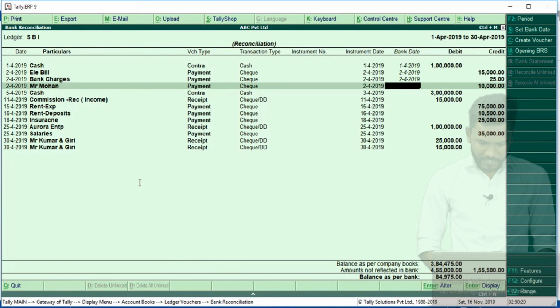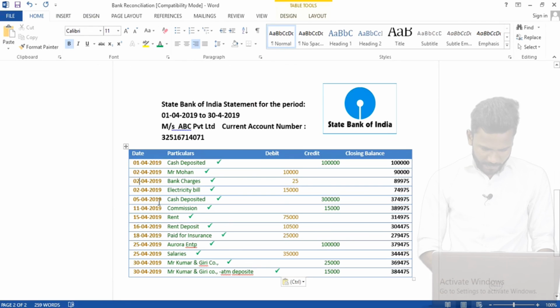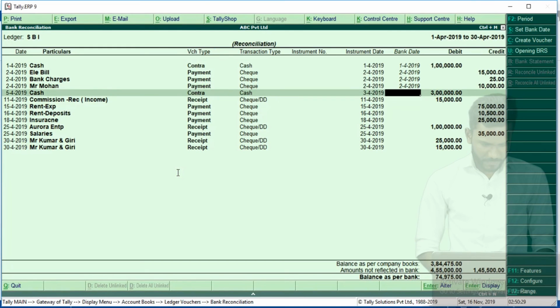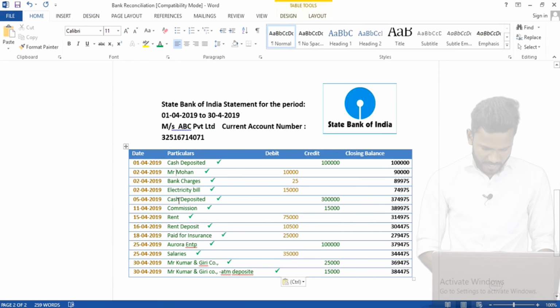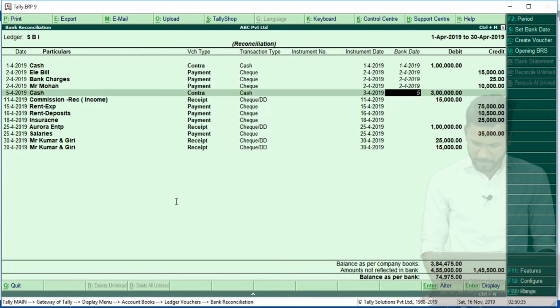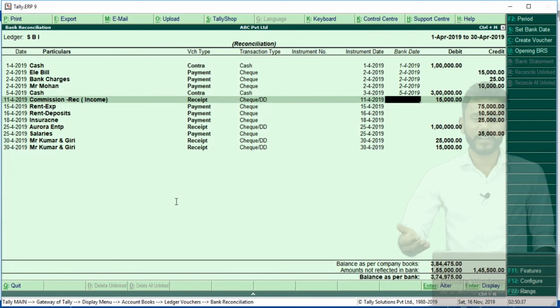And next, Mr. Mohan recorded on 2nd April. Yes. And next is the cash deposit in the bank on 5th April, and the banker also recorded it on 5th April. See, sometimes if we receive a check on 1st April, we record it on 1st April, but in the bank it may be presented for clearance on 2nd or 3rd April. So you need to match the dates as well. That's what we need to complete in this process.